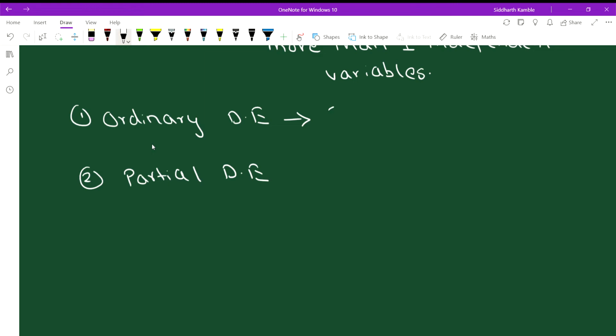It means that there is only one independent variable.